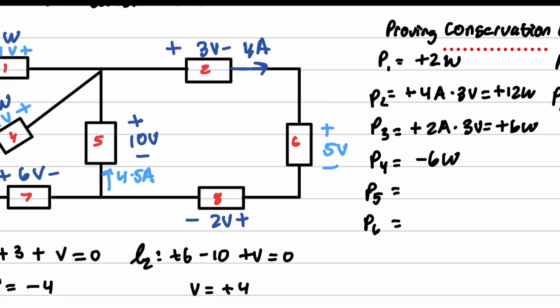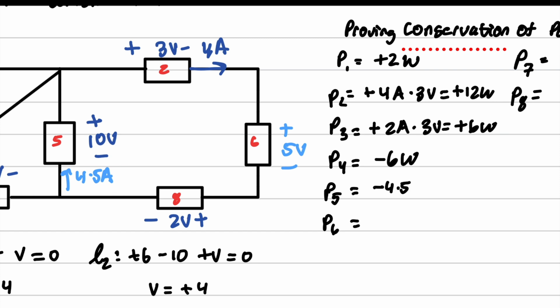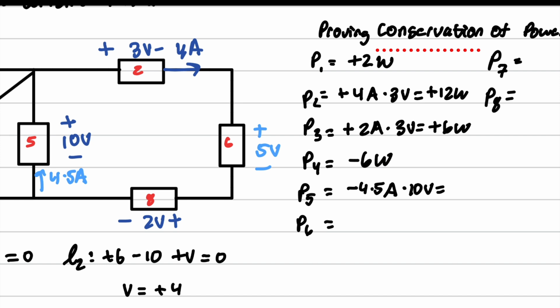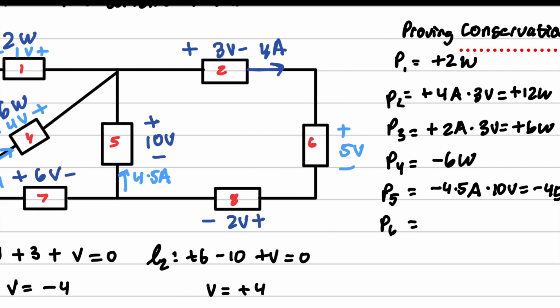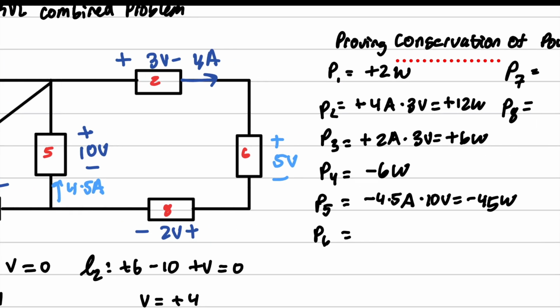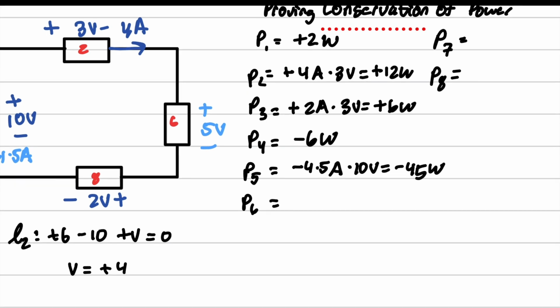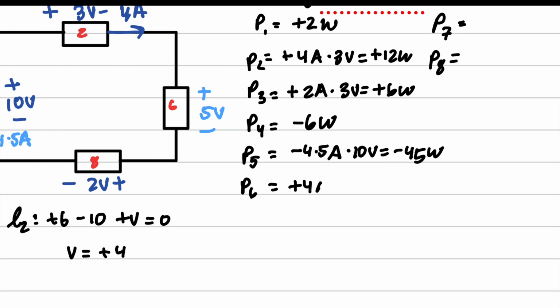P5, we've got negative 4.5 amps times 10 volts. I'm just writing out these units so that you remember what they are. Eventually, when you become really good at this, you're not going to need to write all of that stuff. But you do, at the end of every problem, remember to write down your units, okay? Let me make that 5 a little bit better. Okay, negative 45 watts right there. P6, so we have 4 amps going into the positive way, plus 4 amps times 5 volts equals plus 20 watts.